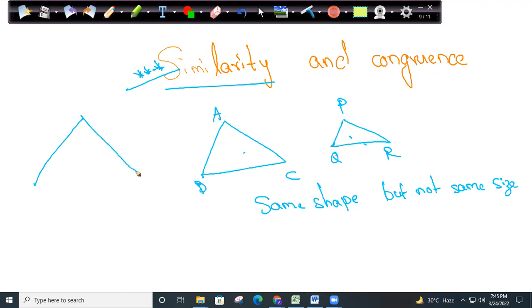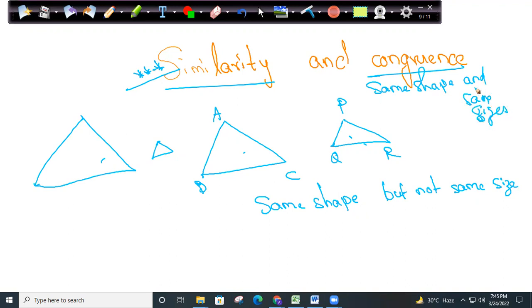So, a big triangle and a small triangle. Definitely they have the same shape, but not the same size. Congruence means both are the same: same shape and same size, like identical books, identical pens. Congruent people you cannot meet, but similar people you can find.